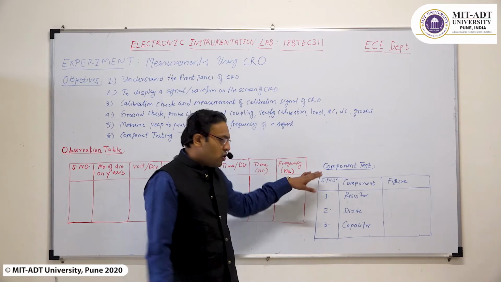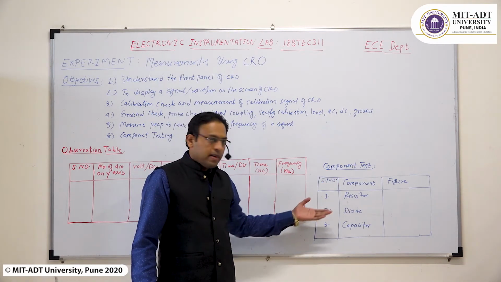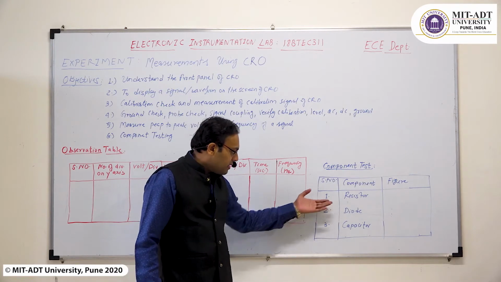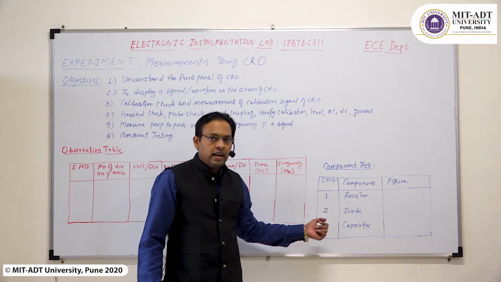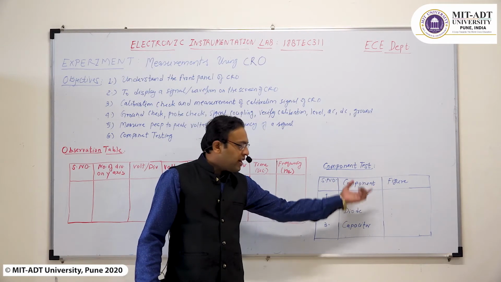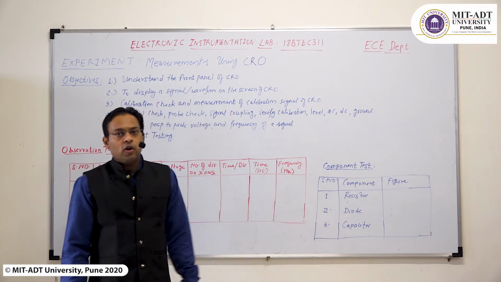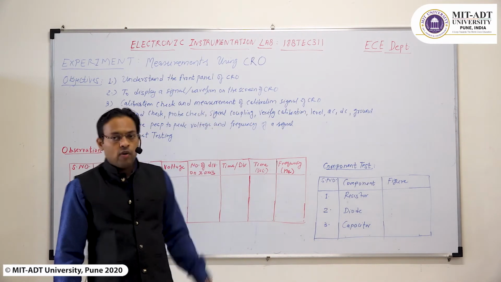Now, at the last, we have to perform the component testing operation. For this purpose, we will use different components like resistance, diode, and capacitor. We will test all these components, and we will draw the final graph or figure obtained by testing the components. So this is all about the introduction to the measurements using CRO experiment.